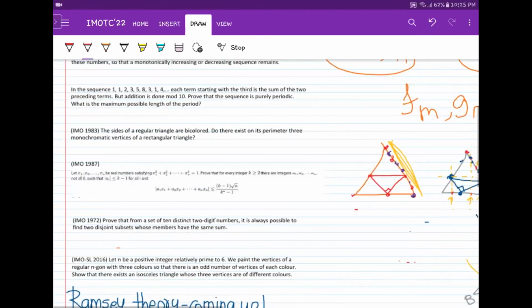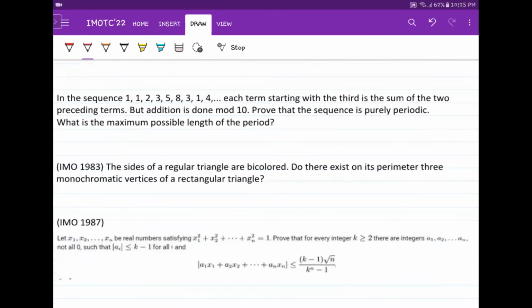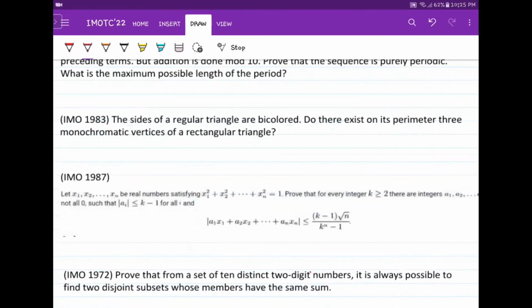Did everyone get how we did it? Is everyone comfortable with IMO 1983 P1? Yes. Okay, great.